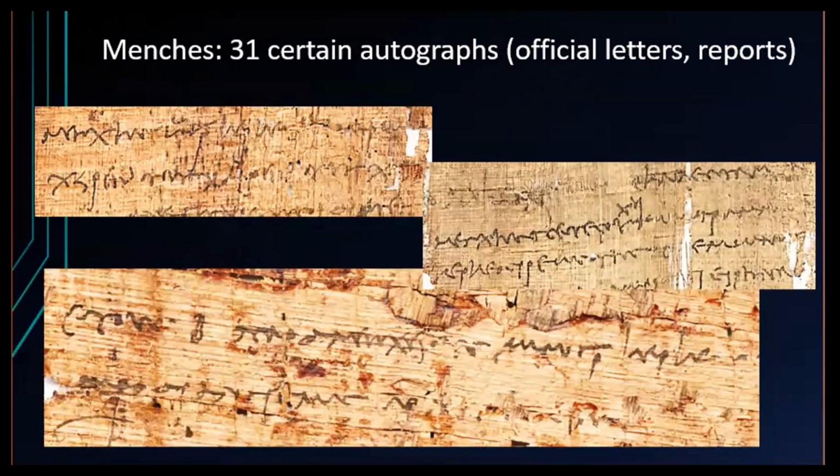The same considerations can be made from the archive of Menkes, komogrammateus, that is village scribe of Kerkeosiris, in the Arsinoite Nome, between 119 and 110 BC. The documents comprising the archive are mainly official letters and registers related to Menkes' administrative duties, land surveys, tax lists, and reports related to the productivity of the land around the village.